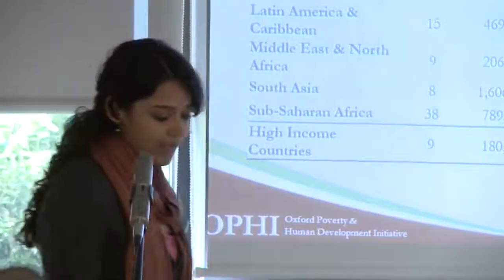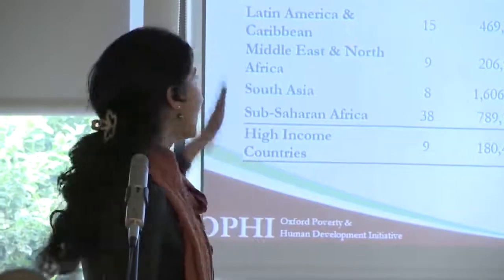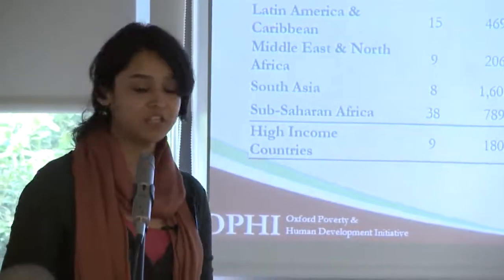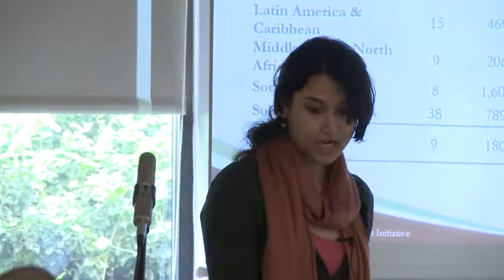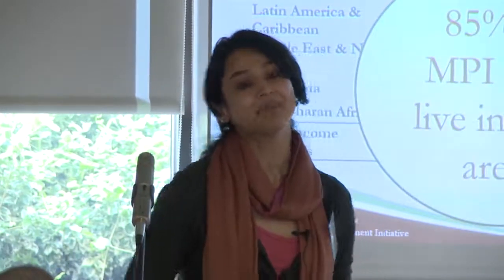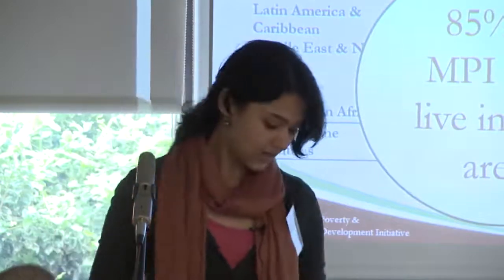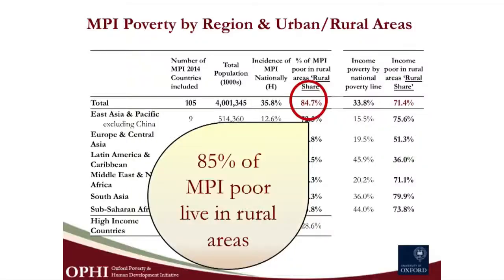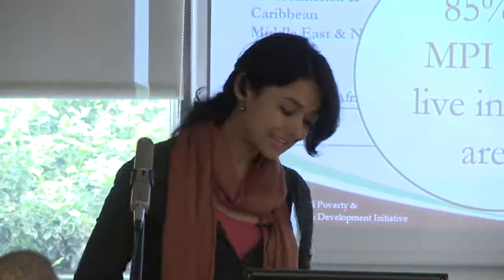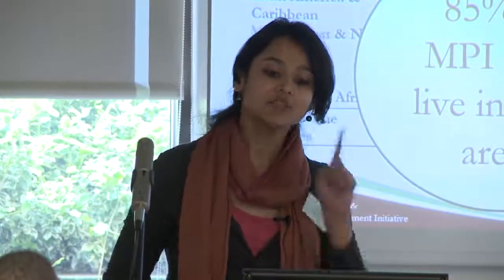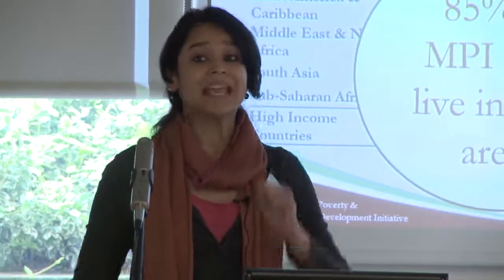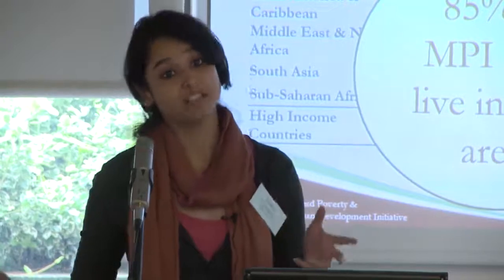And what we find, here we have the regions using the World Bank regional groupings, is that 85% of the MPI poor people live in rural areas. And what we are really looking at is the head count ratio of MPI poor. So we are looking at the percentage of MPI poor people who live in rural areas. And that's 85%.